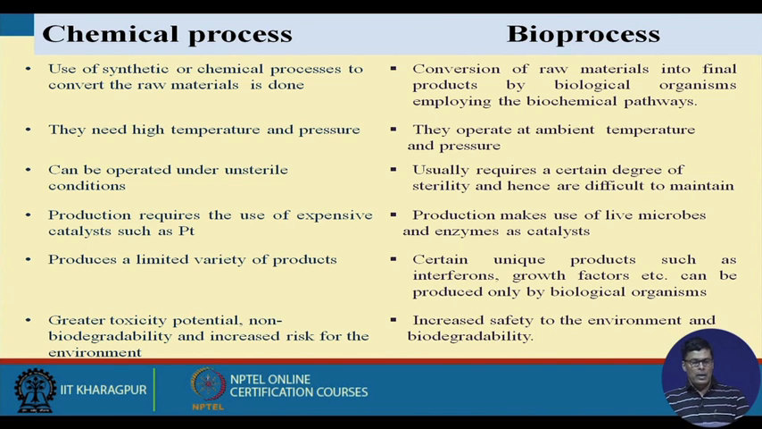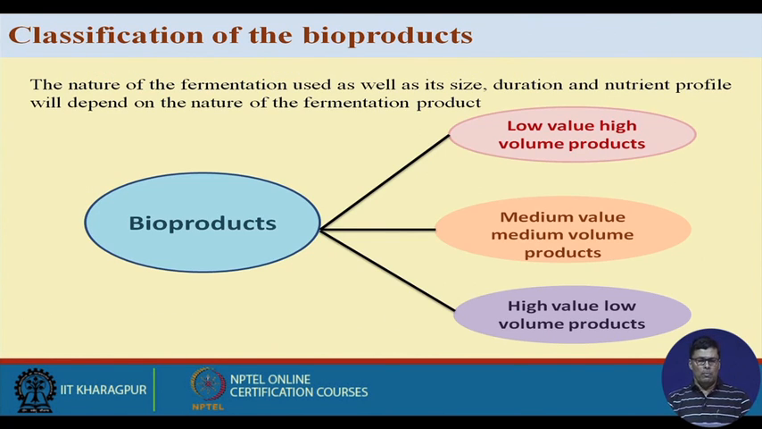Also, in the chemical process we require very costly catalysts like platinum, but in the biological process we require enzymes, which are not costly, very cheap. The chemical process produces limited varieties of product, but in the biochemical process we can have wide varieties of product. We also have greater toxicity in the chemical process, so effluent treatment is very complicated. In a bioprocess, whatever effluent is generated is usually biodegradable. Now the bioproducts can be available in three different forms.